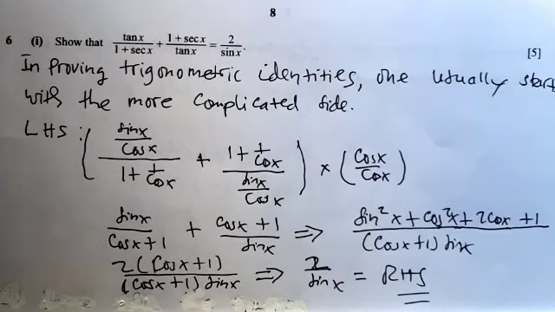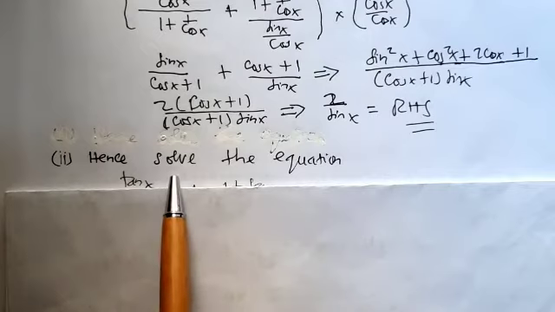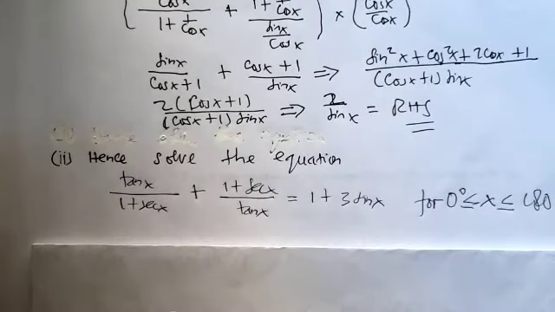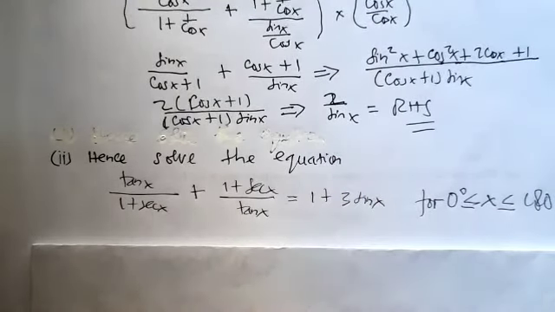Thus that is shown. Next, part (ii): solve the equation tan x/(1 + sec x) + (1 + sec x)/tan x = 1 + 3 sin x. Now we already shown in part (i) that the left side equals 2/sin x.